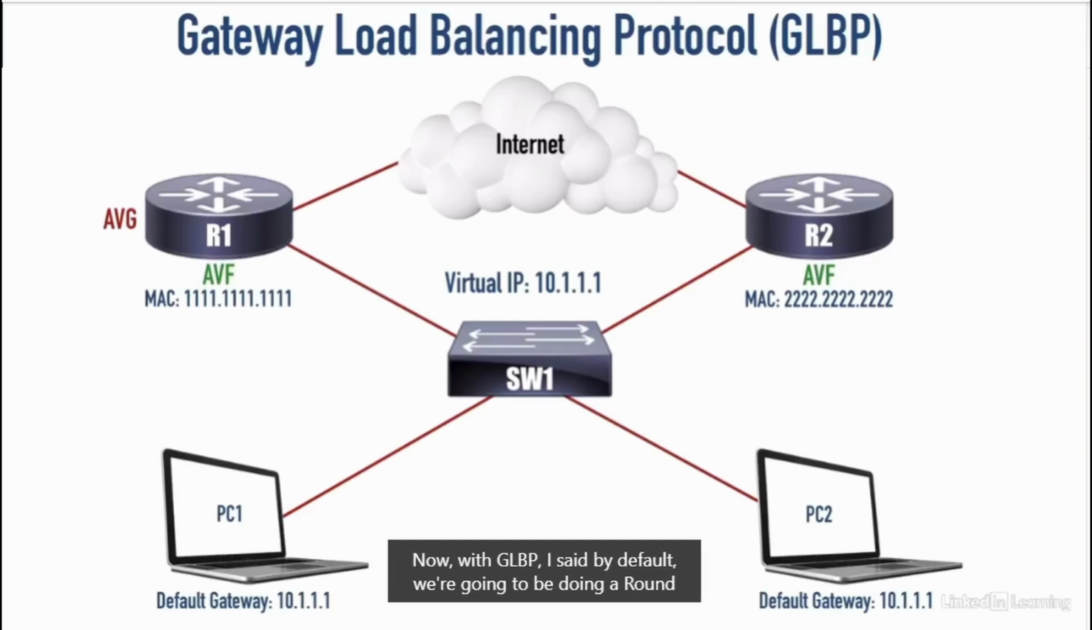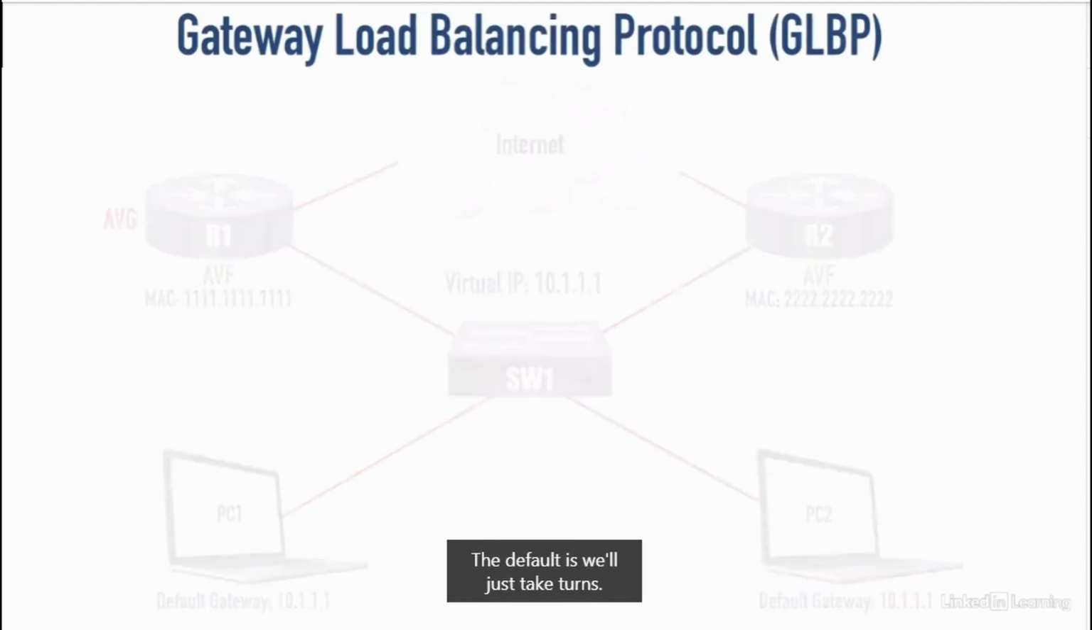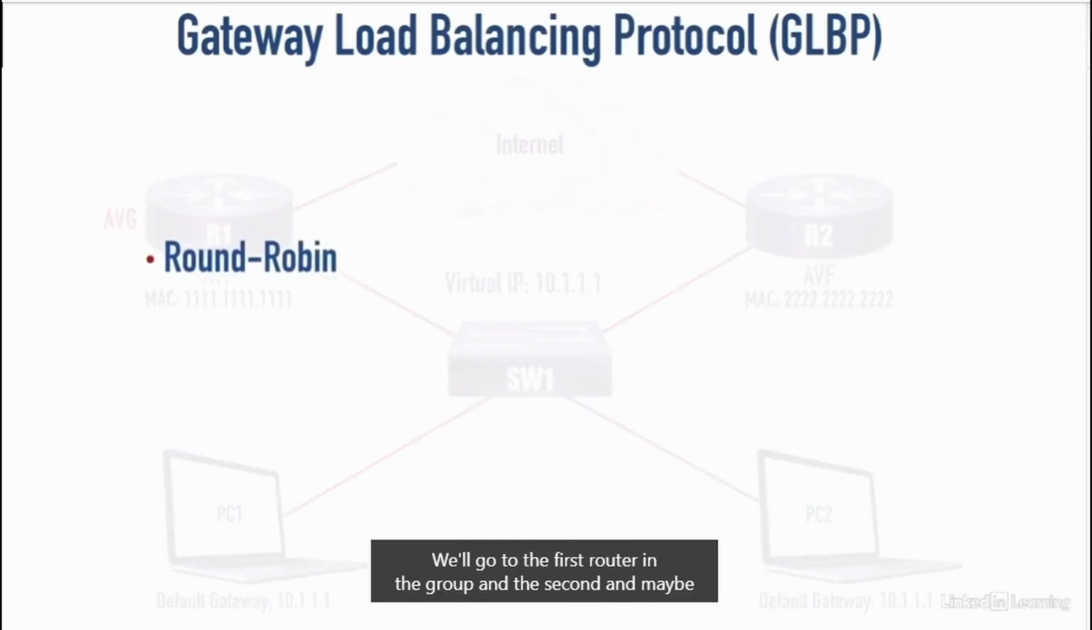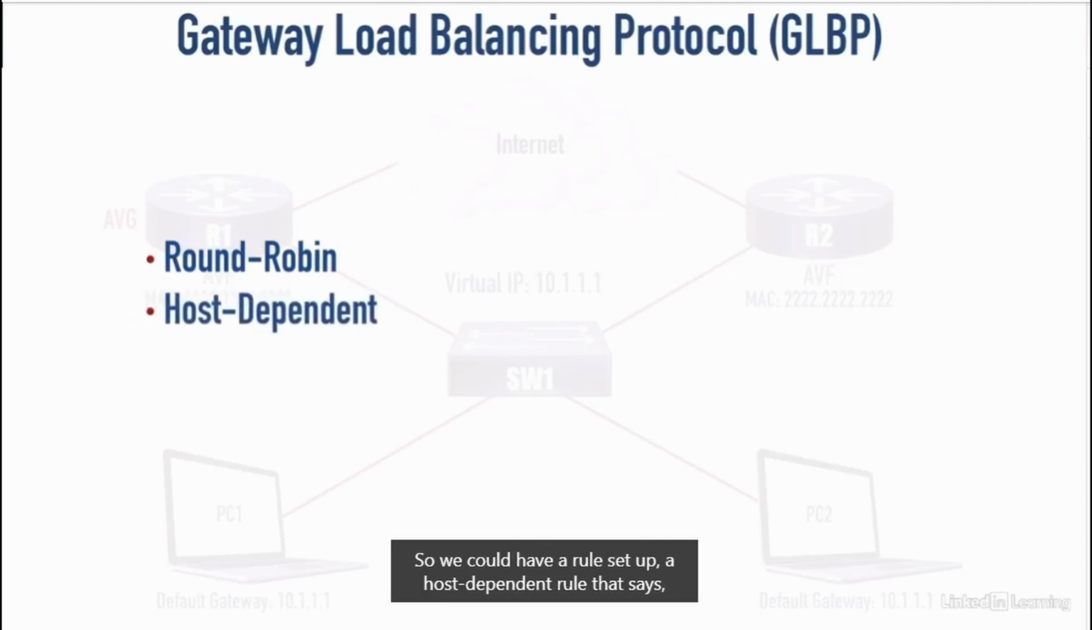Now with GLBP, I said by default we're going to be doing round robin load balancing. Well, let's talk about the other options. The default is we'll just take turns. We'll go to the first router in the group and the second and maybe the third and the fourth. Again, we can have a maximum of 4 routers in this group. But you might have a situation where, for whatever reason, you want a specific host to always use a certain router, if it's available, to get out to the internet. So we could have a host-dependent rule that says this host is always going to use this gateway, or it's going to prefer to use this gateway to get out to the internet.